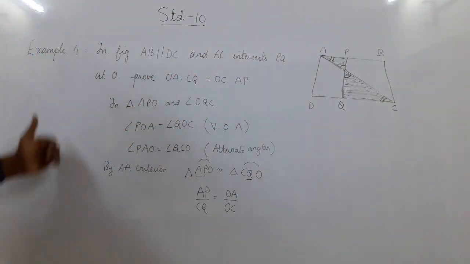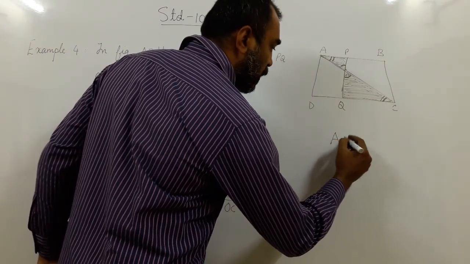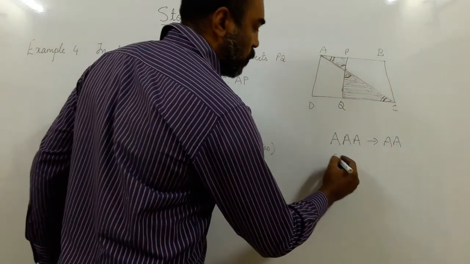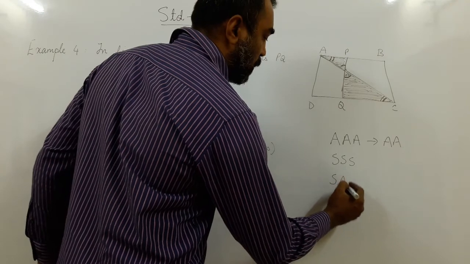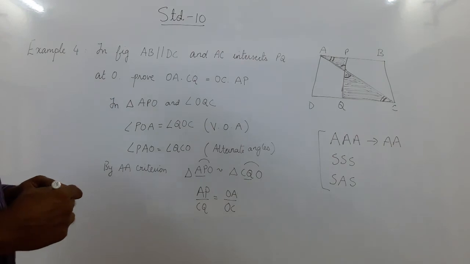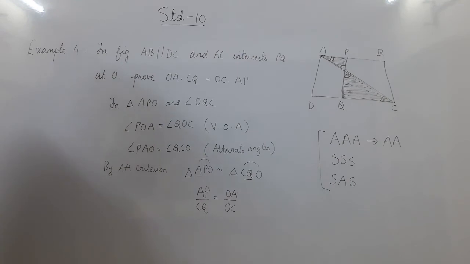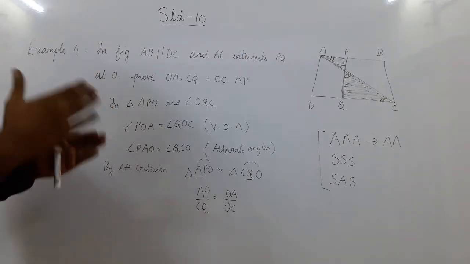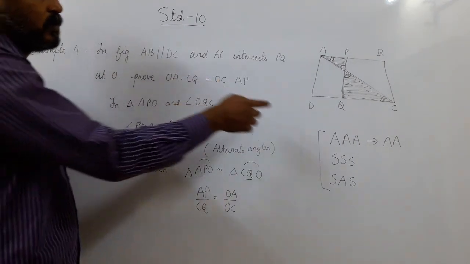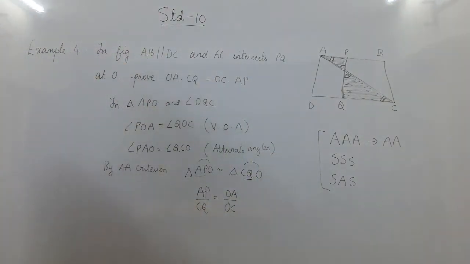For this lecture, what will you remember? The tools we are supposed to use: AA, we have SSS and we have SAS. By these three tools, we can prove two triangles are similar. And if the triangles are similar, we can find the value of x, we can find the corresponding measure of an unknown side, we can prove something like this. So revise these three again and again, as we are making use of them to prove certain sums.